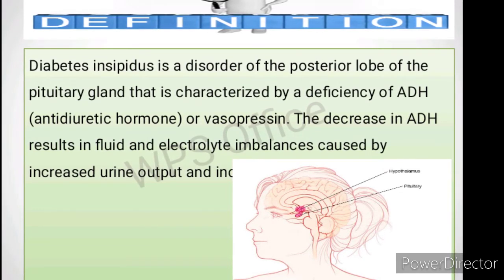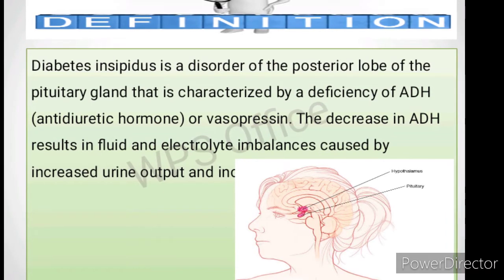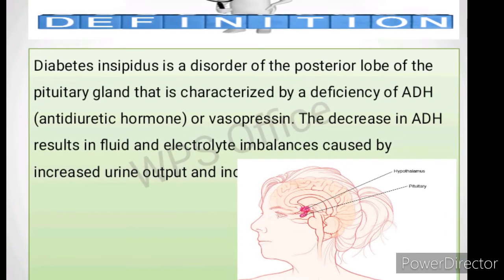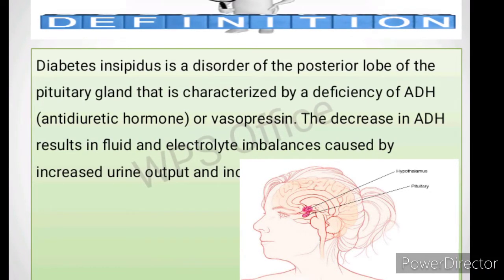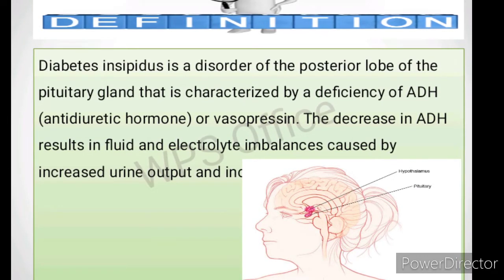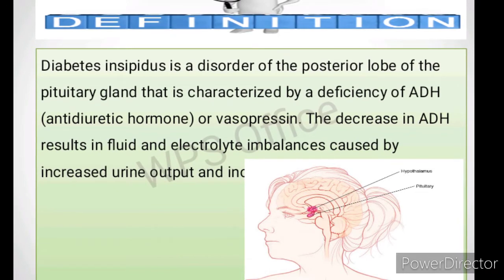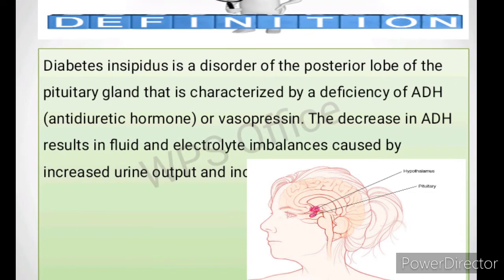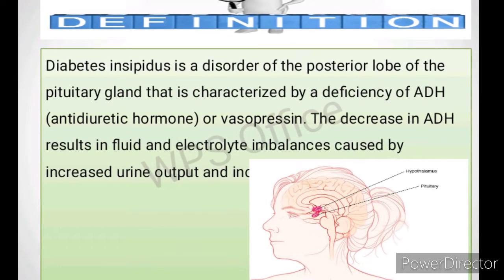Diabetes insipidus is a disorder of the posterior lobe of the pituitary gland that is characterized by the deficiency of antidiuretic hormone, or vasopressin. The decrease in the antidiuretic hormone results in fluid and electrolyte imbalance caused by decreased urine output and increased plasma osmolality. So diabetes insipidus is due to the deficiency of the antidiuretic hormone.